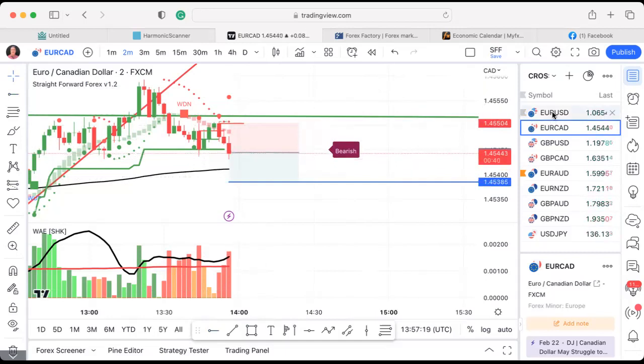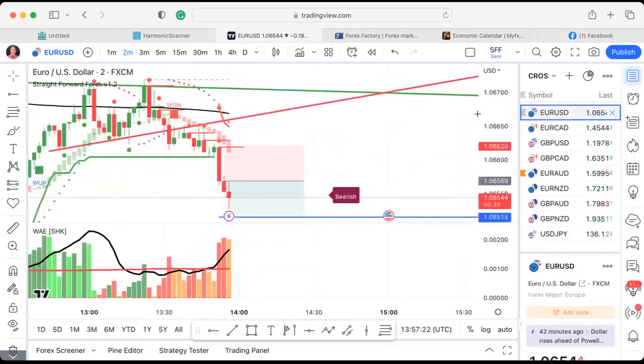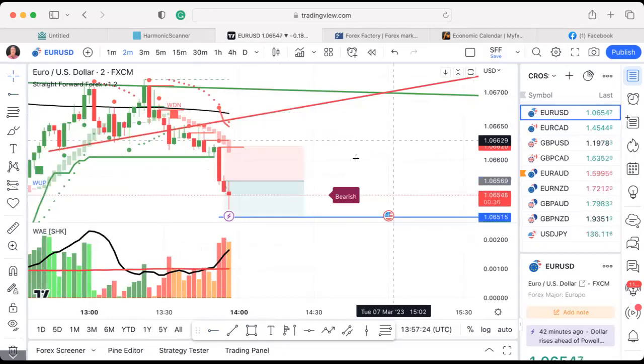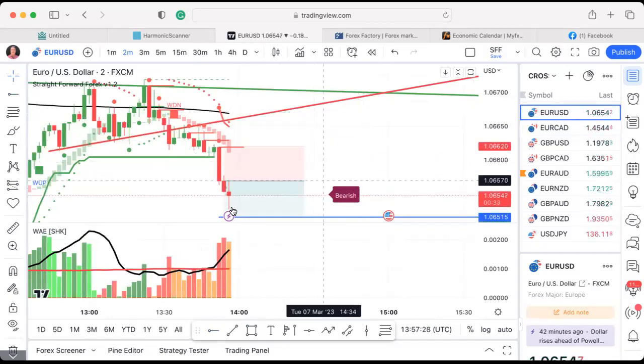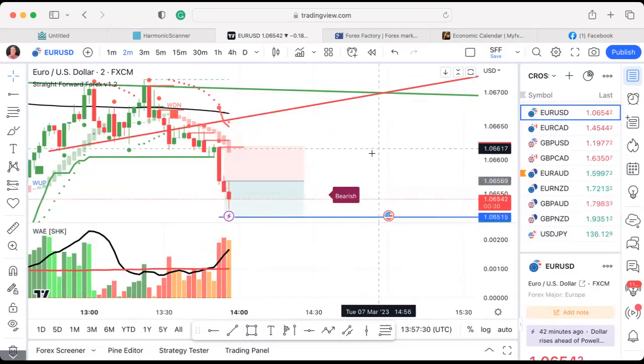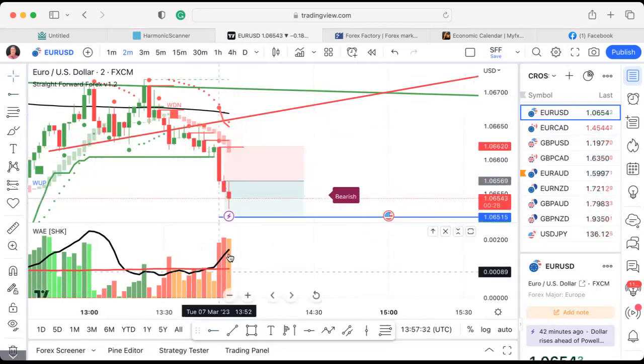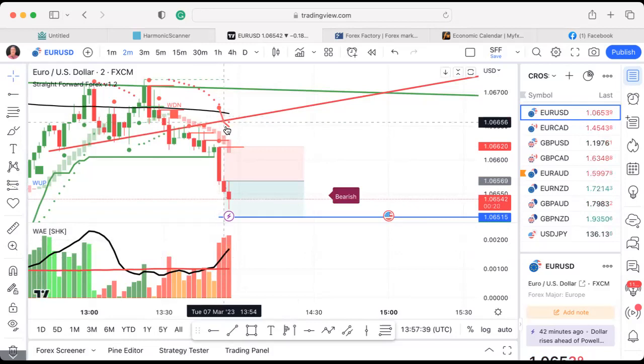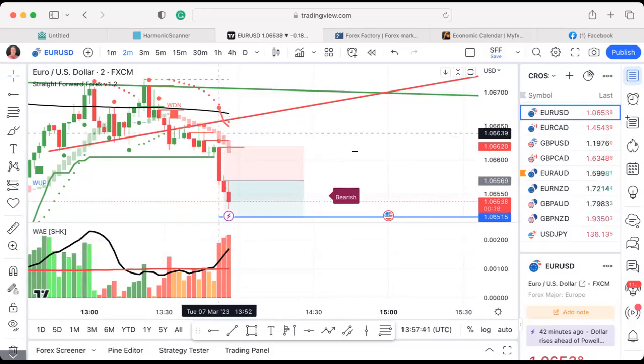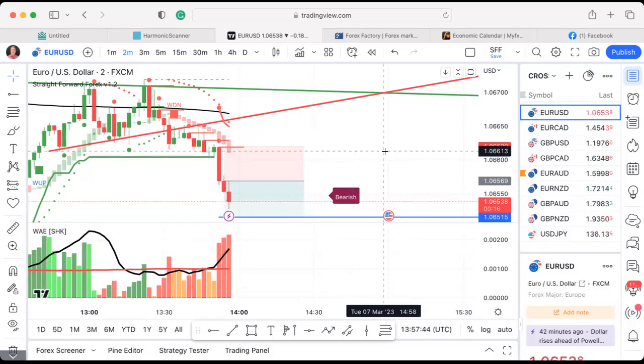Let's have a look what's going on Euro US. Haven't quite made it yet. It did wick down, then it reversed. But this is all good. This is confirming we should be getting in for a sell. This super trend is still pointing down. The wave's still saying down. Just a matter of waiting.